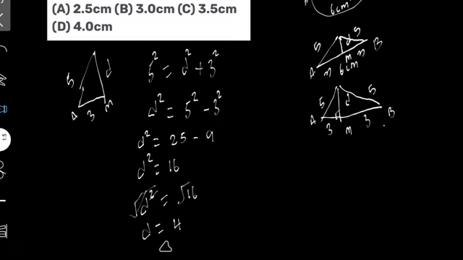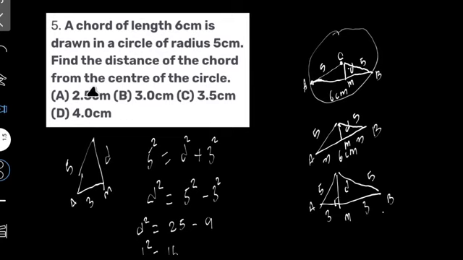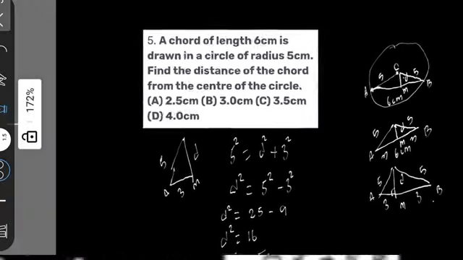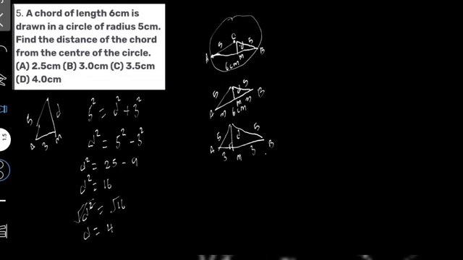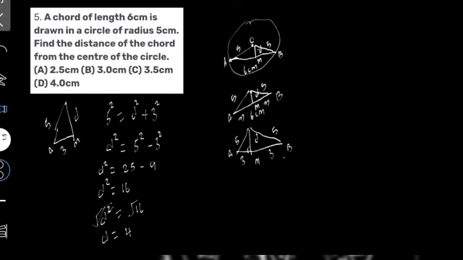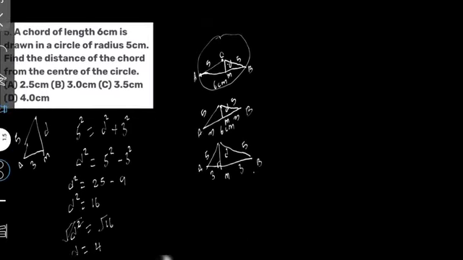It means that the distance of the chord from the center is equal to 4 centimeters. So the option is option D. So that is how you solve this question. If in case you see this question in the post UTME examination, that is how you solve it. So guys, that is the solution to this mathematical problem. So the answer is option D.